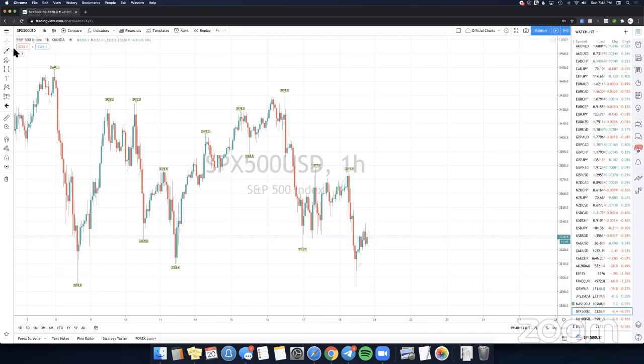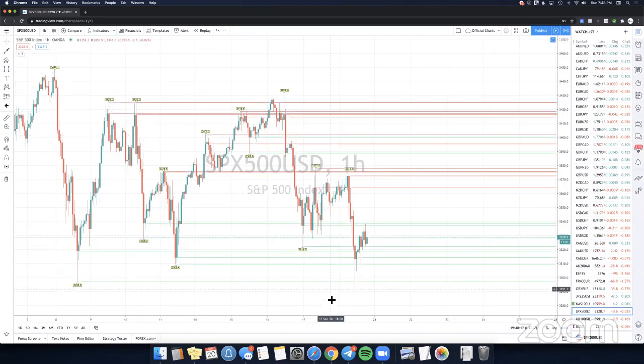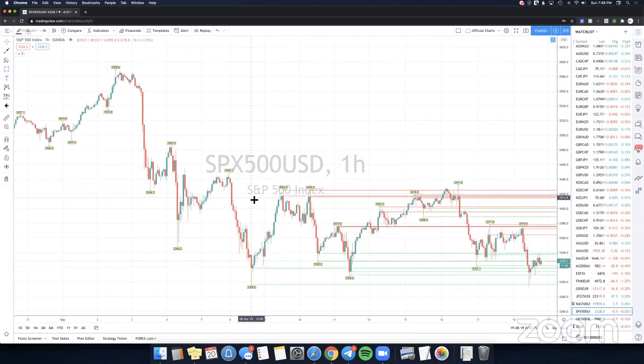So S&P right here, turn on the SRs. So it's a little messier, but I can still mark this up.